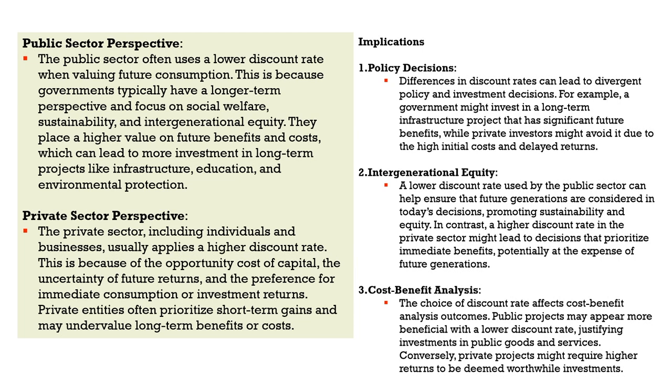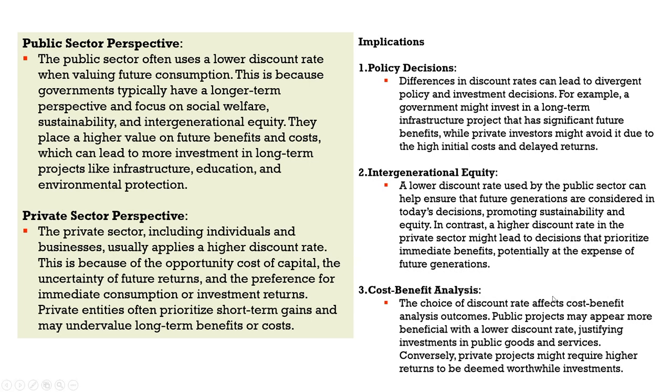So, what are the implications of these differences in public sector perspective and private sector perspective? There are at least three implications. One is with respect to policy decisions. When there are differences in discount rates, it can lead to divergent policy and investment decisions. For example, a government might invest in a long-term infrastructure project that has significant social benefits, while private investors may want to avoid it due to the high initial costs and the delayed returns.